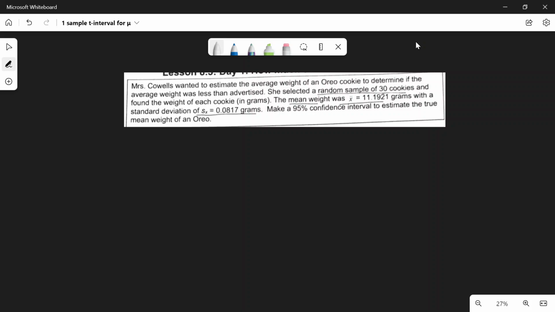Okay, so the problem is Mrs. Cowles wanted to estimate the average weight of an Oreo cookie to determine if the average weight was less than advertised. She selected a random sample of 30 cookies and found the weight of each cookie in grams. The mean weight was 11.1921 grams with a standard deviation of 0.0817 grams. Make a 95% confidence interval to estimate the true mean weight of an Oreo.